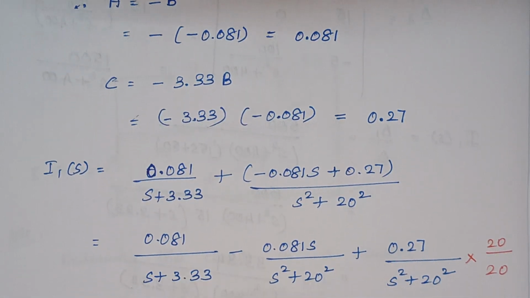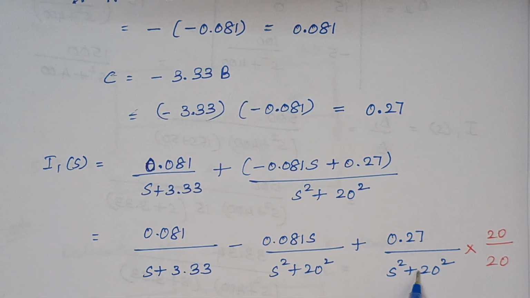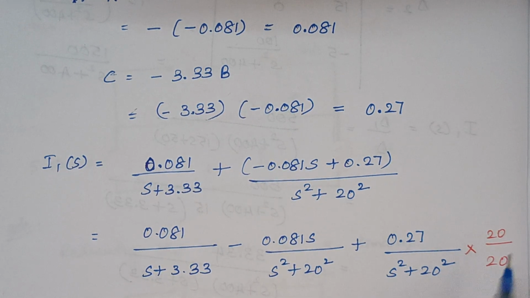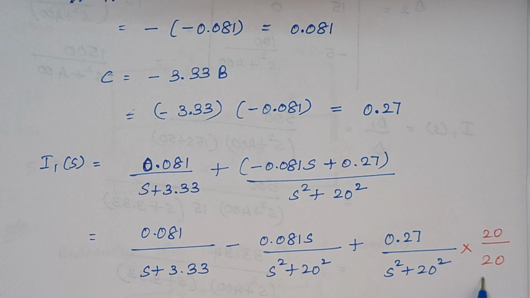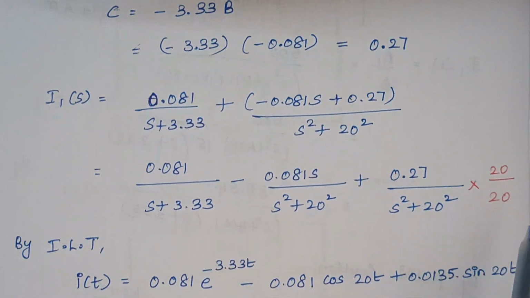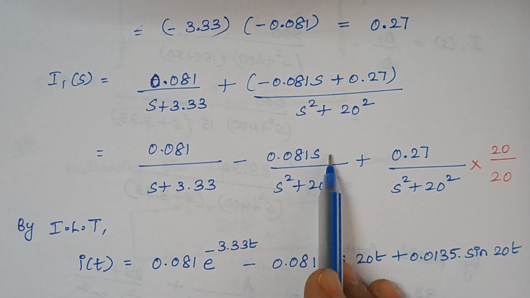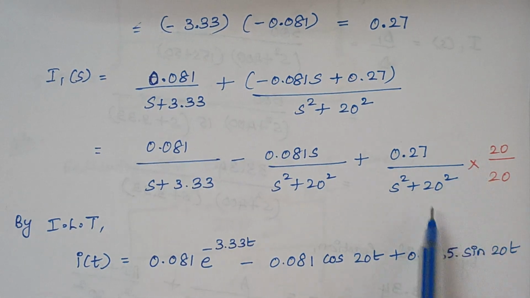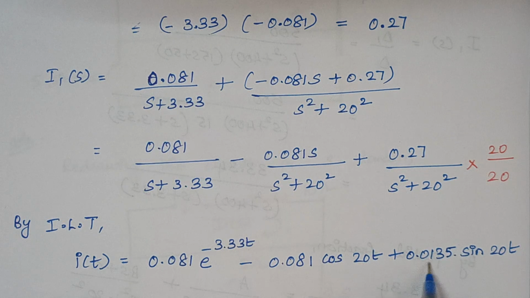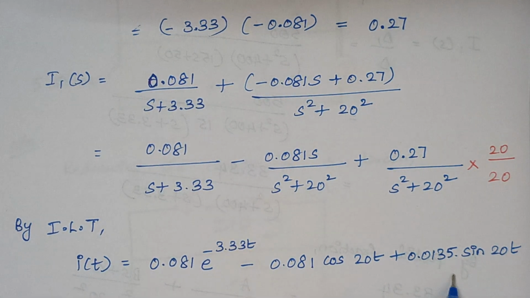Right. The next step is I am going to split these terms and write. So when you split it and write, this is how our terms are. Right. So to this final term, I am going to multiply and divide by this constant value, that is 20. Right. So when you take inverse Laplace transform, it will be easier. So here s plus a, therefore e power minus at, and here it is s by s square plus 20 square, therefore cos 20t, and here you see 0.27 by 20 is 0.0135 and 20 by s square plus 20 square is sin 20t. Right. So this is your expression for I1 of t.